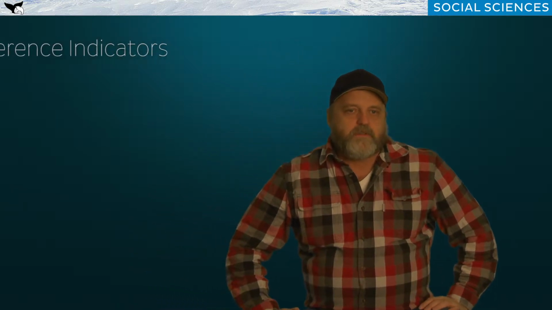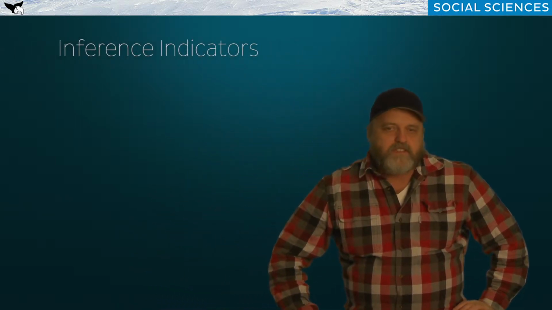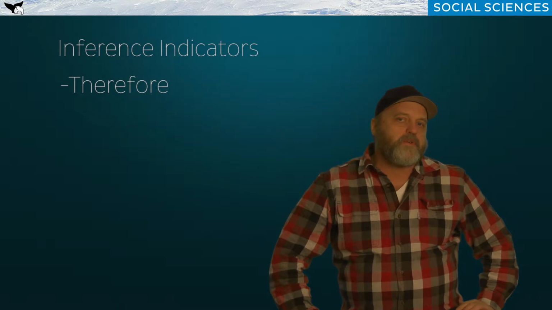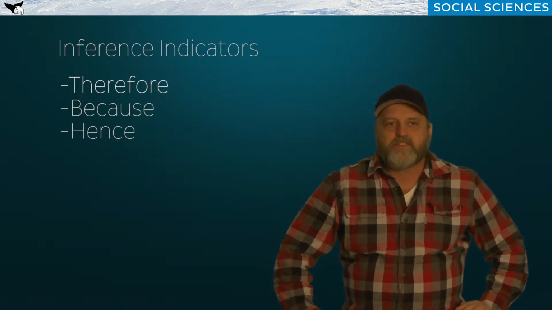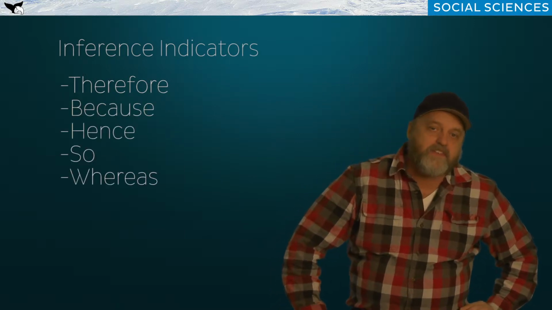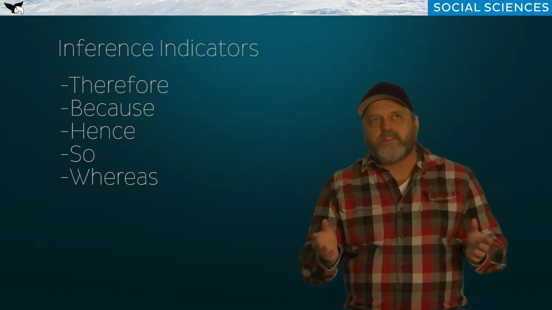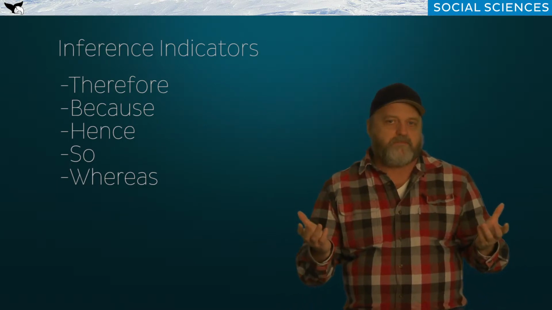with a really hard and fast rule. A lot of times you're just going to have to use your own judgment. But there are a couple of things that you can do that help. The first thing to do would be to look for what we call inference indicators. Inference indicators are words like therefore, because, hence, so, whereas. All of these point to reasoning.